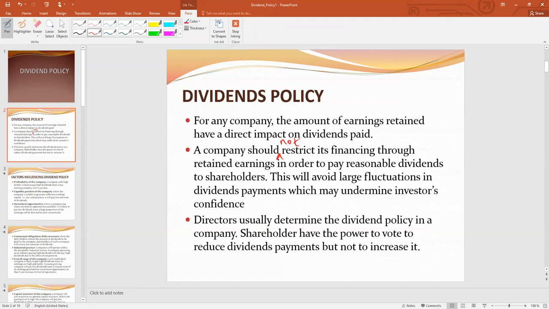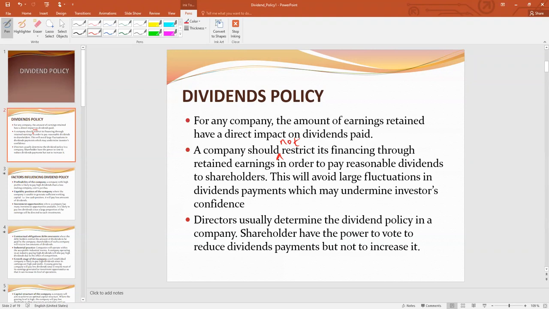Then we ask, you as a shareholder, what is your say with regard to the payment of the dividend? Your main power is to ask the company to reduce the dividend they are proposing. That's one of the powers you have as a shareholder in relation to the payment of the dividend. You don't have the power to force the company to pay you the dividend.